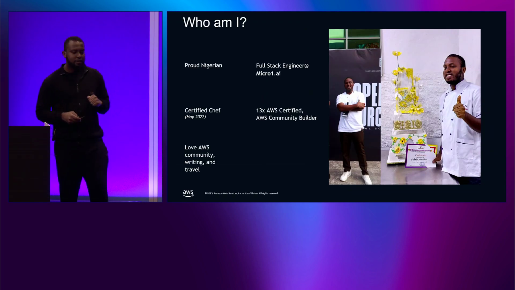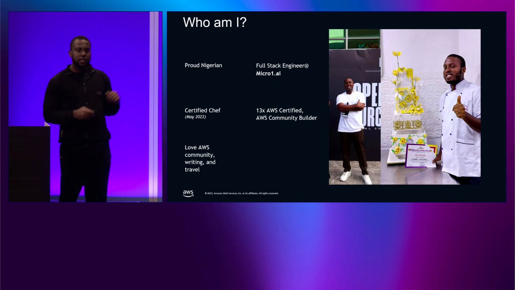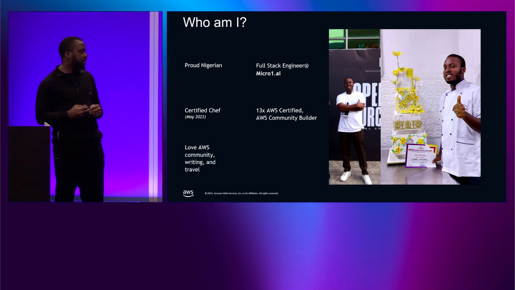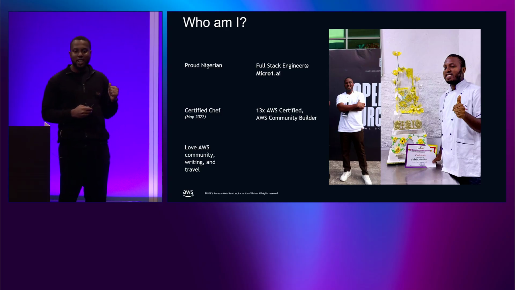So who exactly am I? Like I mentioned, Chibike Wachiku. I'm a proud Nigerian. I worked as a full-stack engineer at MicroOne, building software solutions for clients of ours. Sometime in 2021, I became tired of always sitting in front of my laptop, and I became a certified chef. I had to add that image because most of my friends actually doubted that I was a certified chef.